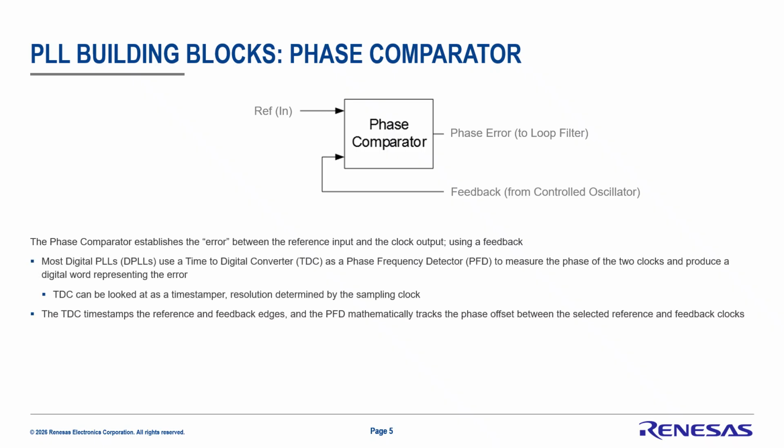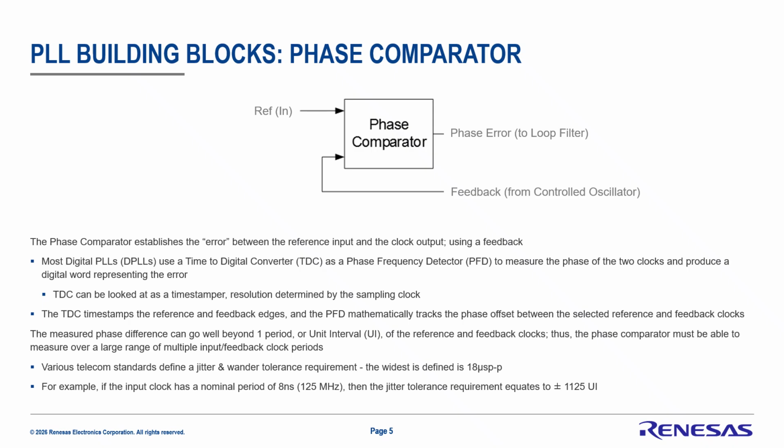Most digital phase lock loop implementations use a time to digital converter, or TDC, as its phase frequency detector. And this will measure the phase of the two clocks and produce a digital word that represents the error. A TDC can be looked at as a time stamper, whose resolution is determined by its sampling clock, and generally in resolutions of picoseconds. The TDC will timestamp the reference and feedback edges, allowing the PFD to mathematically track the phase offset between the selected reference and the feedback clock.